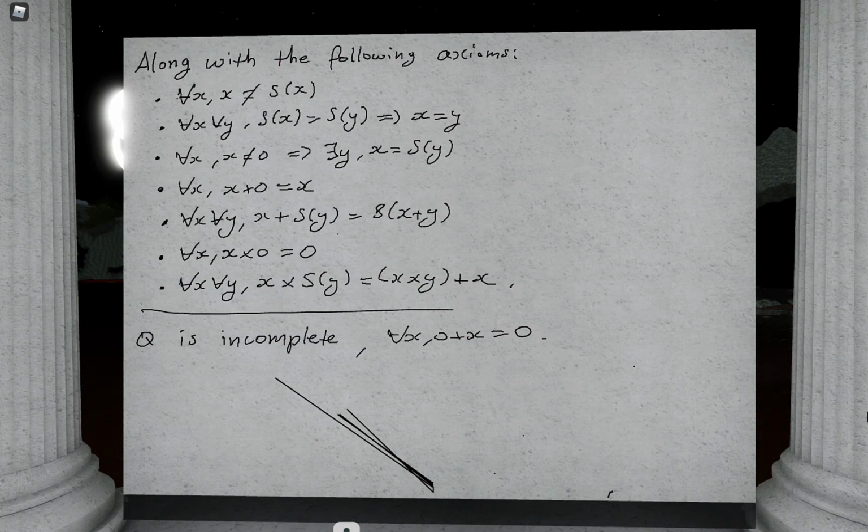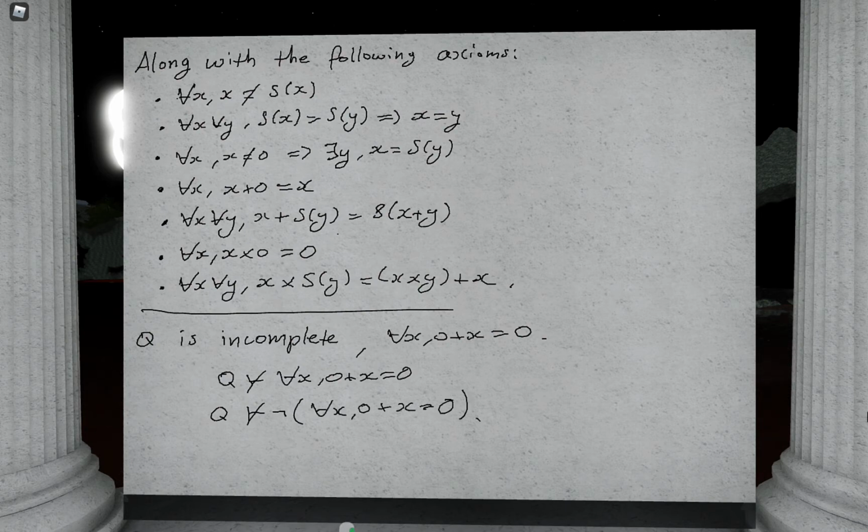So don't get this confused with axiom number 4, which states that addition on the right by 0 leaves a number invariant. This is addition by 0 on the left. And this formula cannot be proved, and it cannot be disproved inside Q. So I can write that out. Q does not prove for all x, 0 plus x equals x, and Q does not prove the negation of the same result.